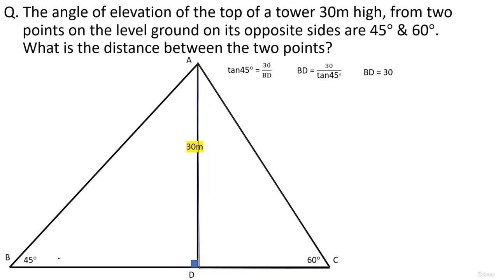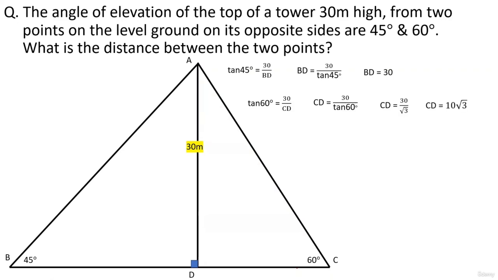Now I'll apply something similar in the next triangle. The next triangle is triangle ADC. In triangle ADC, guys, with respect to 60 degrees, AD is the opposite side and DC is the adjacent side, right? So I'll again apply tan 60. Tan 60 will be equal to 30 divided by CD. Or if you write CD, it will be 30 divided by tan 60. Tan 60 is root 3. So CD is 30 divided by root 3. And you can rationalize.